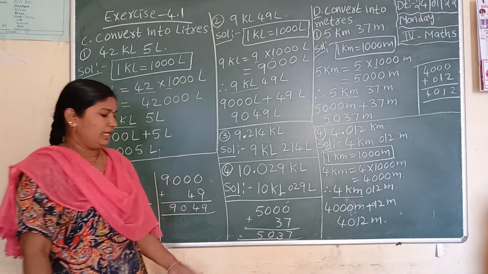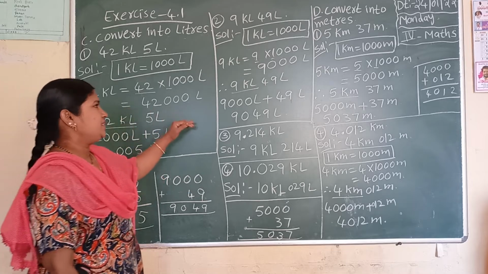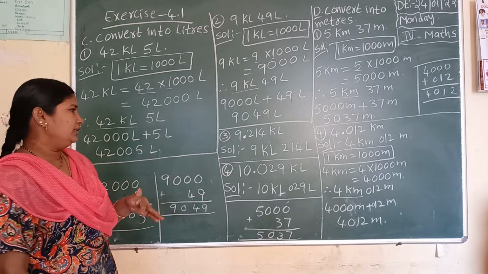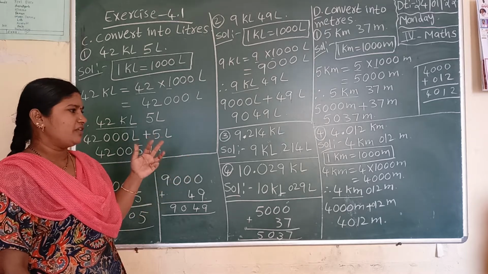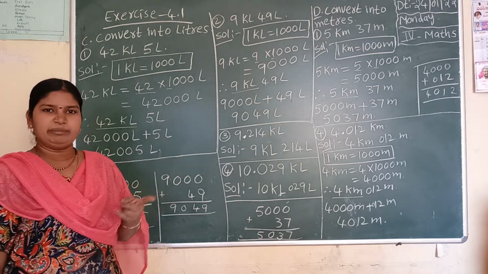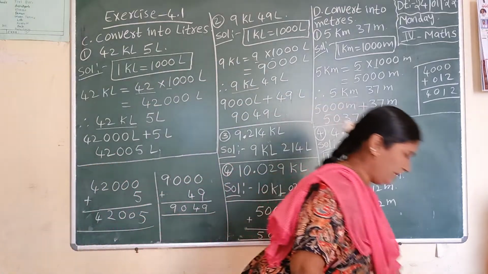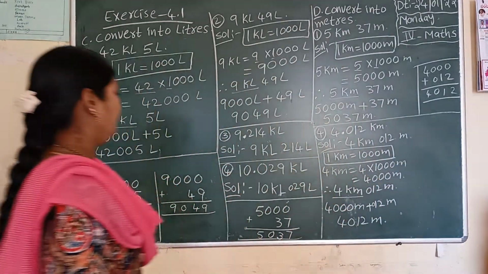So like this you have to complete C bit and D bit in your classwork. Take the screenshot or pause the video and write down. Still E bit is there. I will explain the E bit, which means this exercise will be over. Write down this.